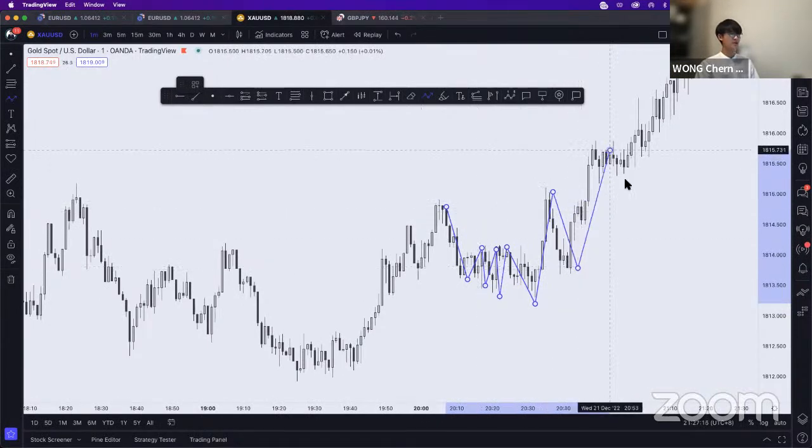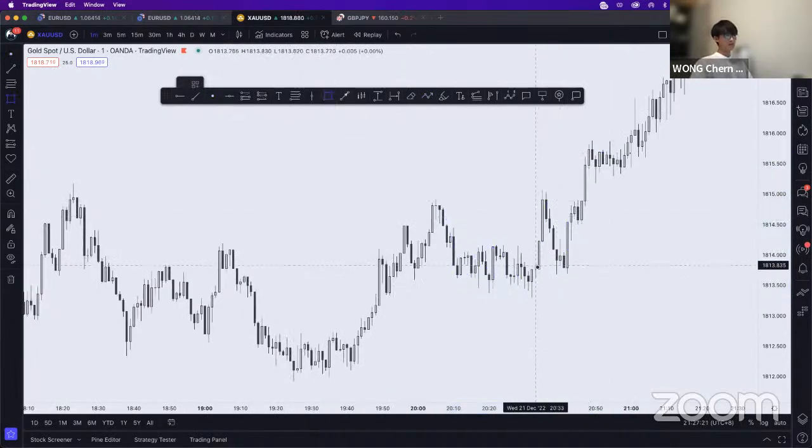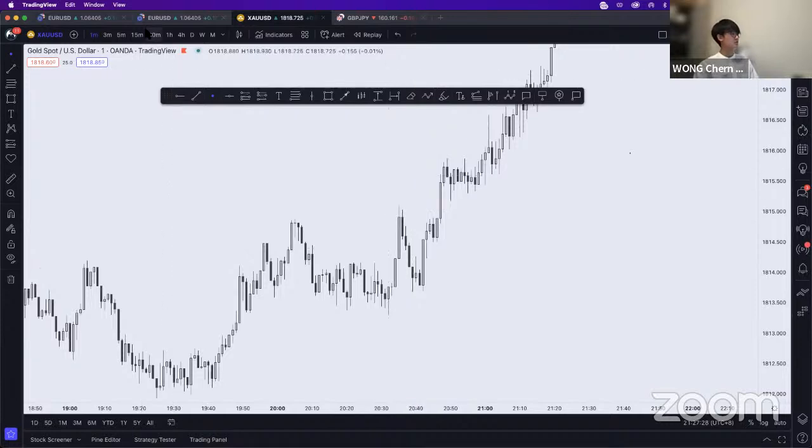down and long. So that is potentially an idea, a trick setup that we could have gotten into, but we did not because we did not catch this specific setup. So that's just a rough idea of how a trade could have been entered.